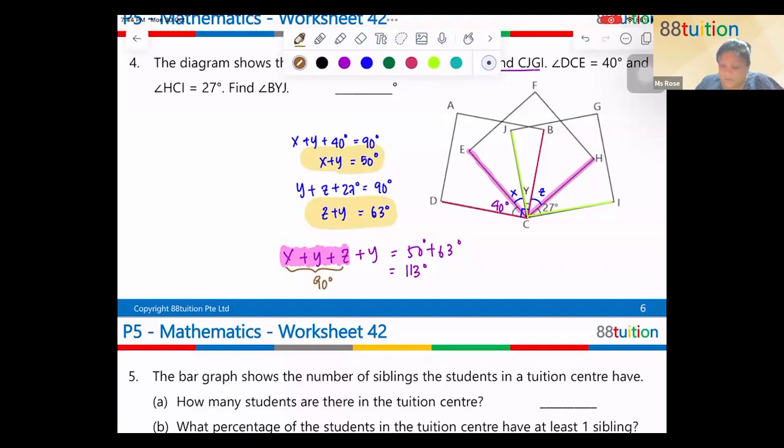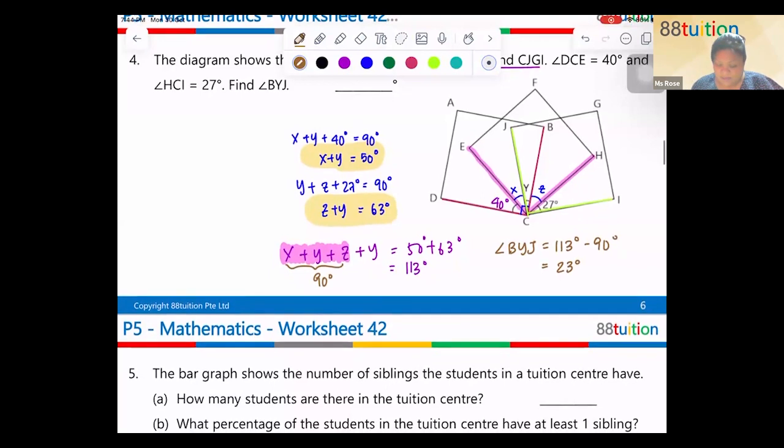So can I find what is angle Y, which is angle BYJ? 113 minus 90 gives me 23 degrees. Yes? Question? Anyone needs me to repeat it?